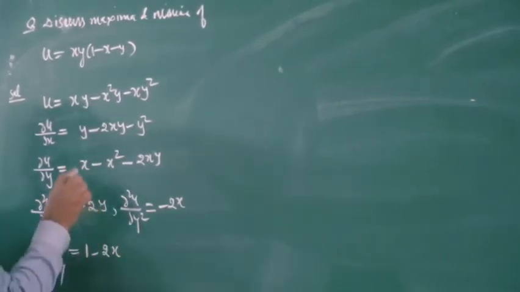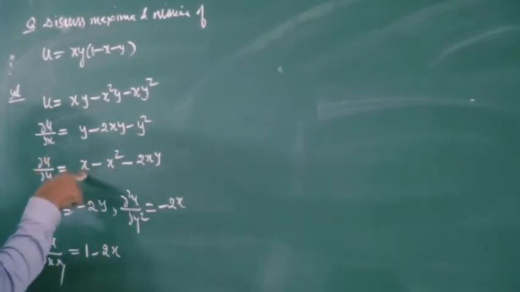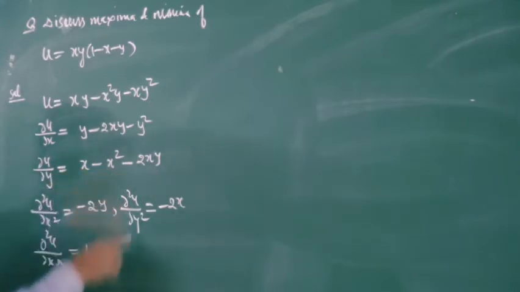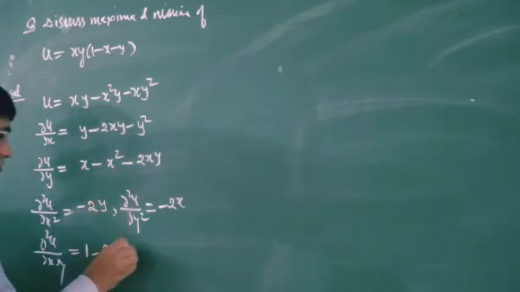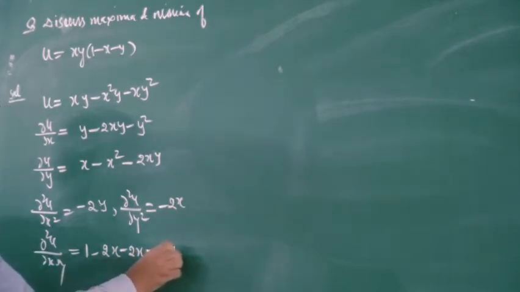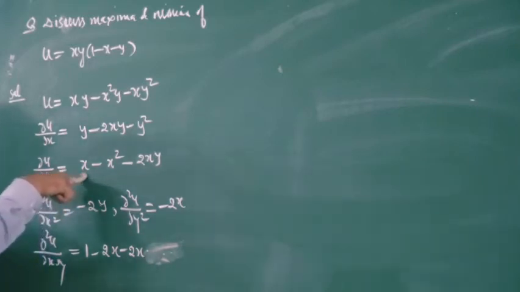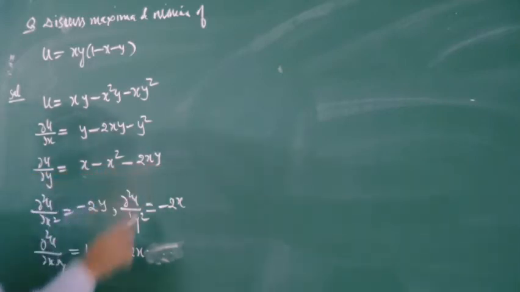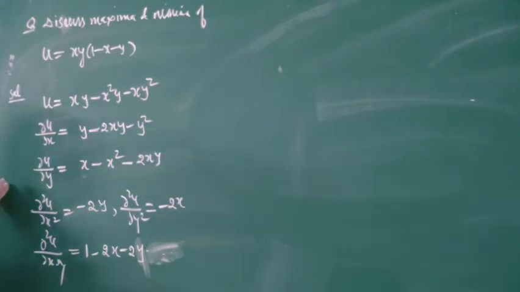2x minus 2y. Let us differentiate this one with respect to x. This will be 1 minus 2x, then again we will have minus 2x. Now, on differentiating this one with respect to y, we will have 1 minus 2x minus 2y. Okay, now these are the various derivatives.